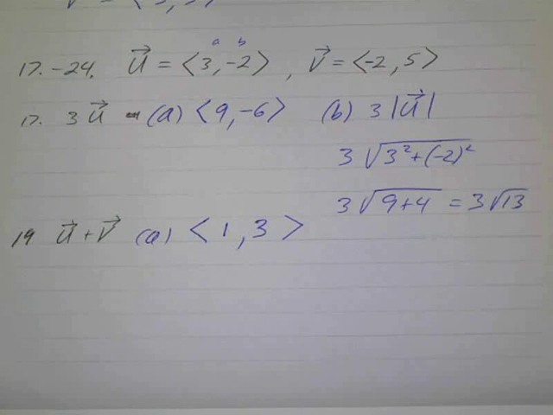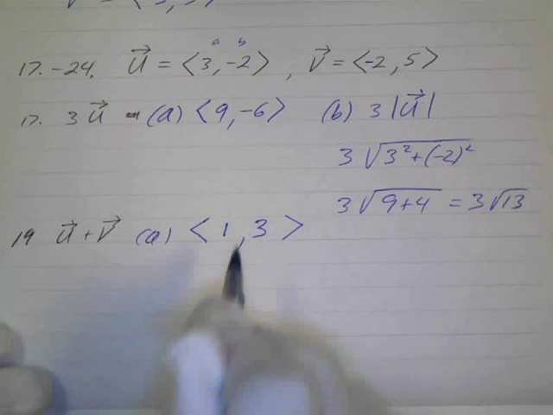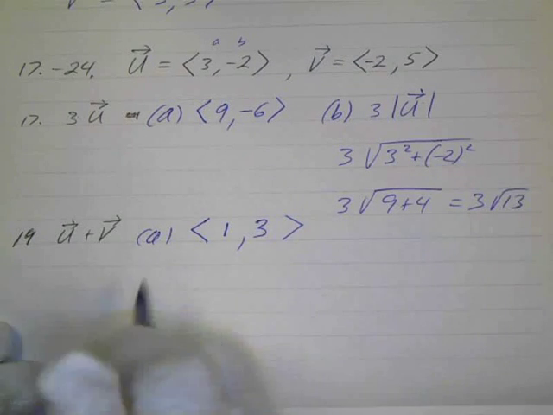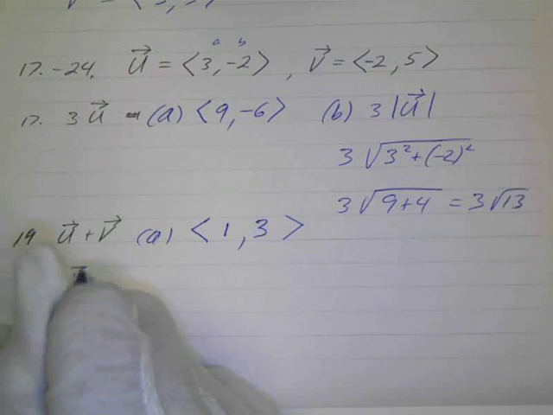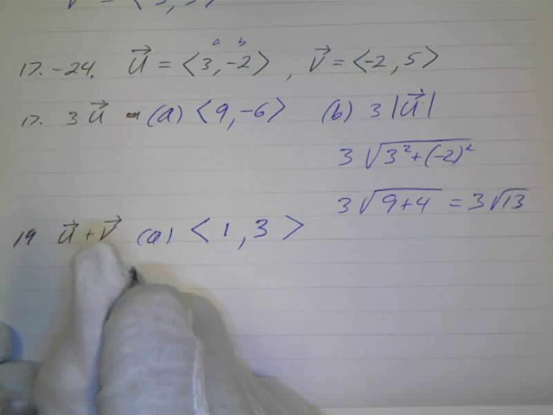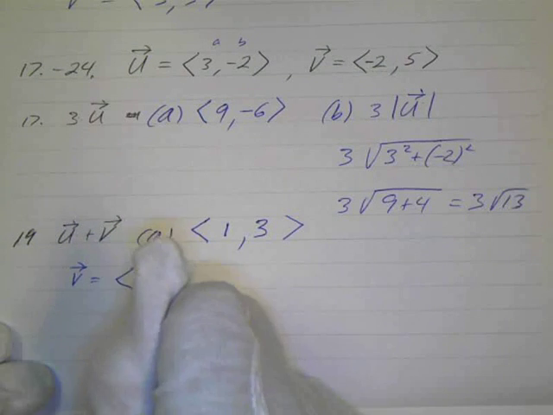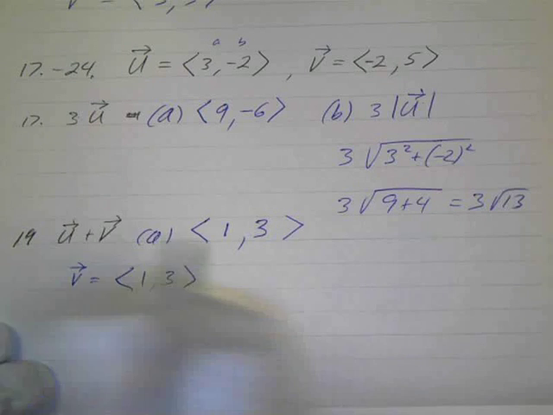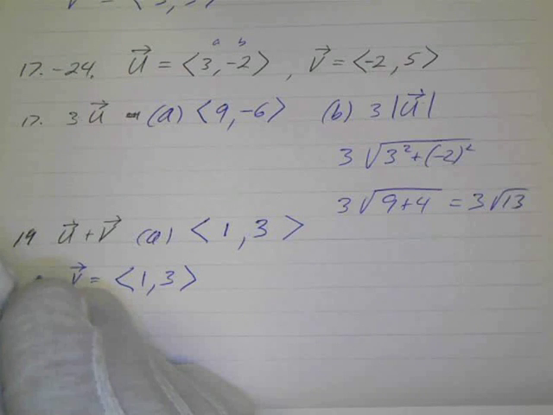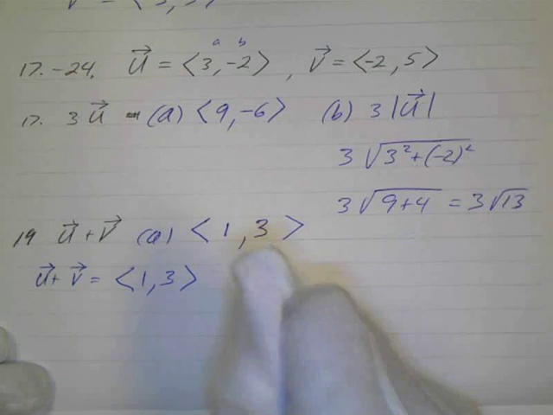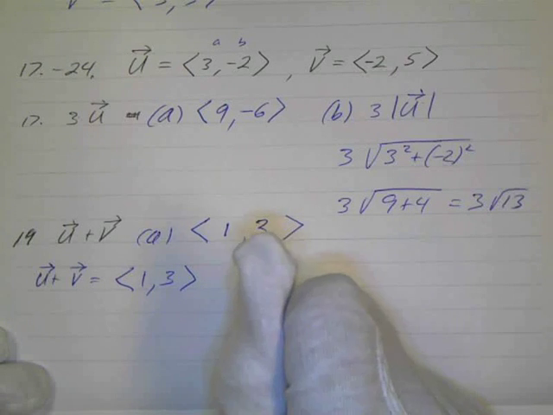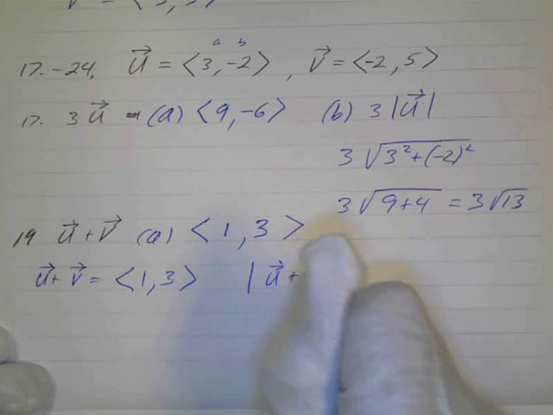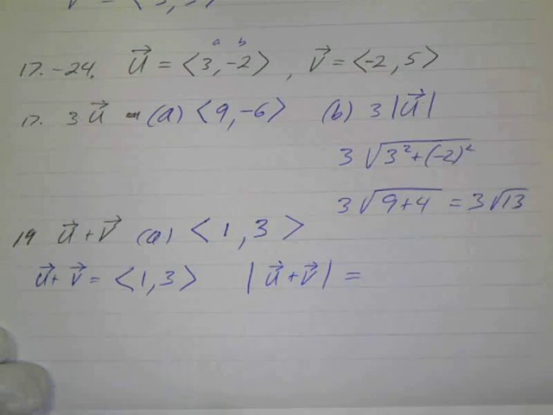Now we want the magnitude of the sum. So we're going to take the magnitude of this. So this vector now, and we want the magnitude, that should be u plus v. Excuse me. So if we want the magnitude of u plus v, that's just going to be the magnitude of that.